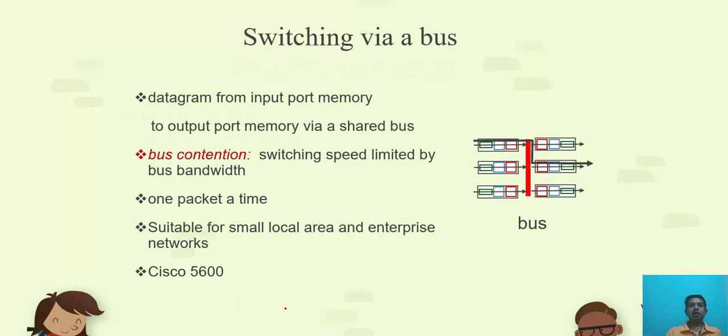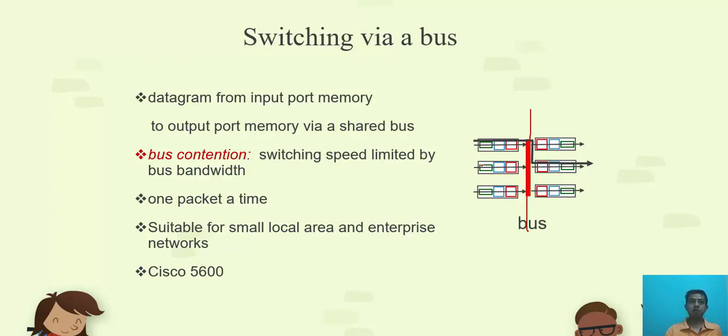The next technique is switching via bus. Unlike the previous technique, the CPU, that is the routing processor, is not involved in transferring the packets. An input port transfers a packet directly to the output port over a shared bus. As the bus is shared, only one packet is transferred at a time over the bus. If multiple packets arrive at the router at the same time at different ports, all the other packets must wait until the current packet transfer is done.